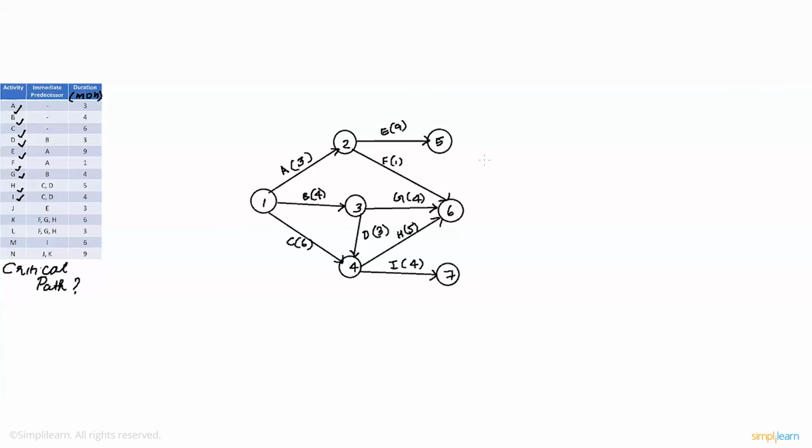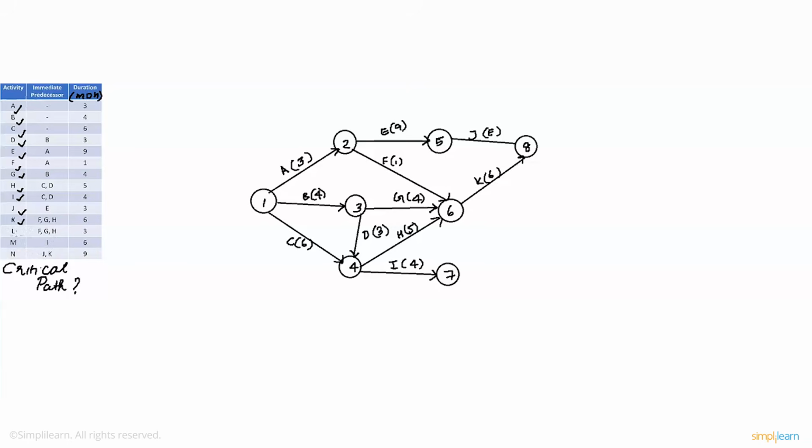So let's draw K. K and L are both preceded by F, G, and H. But we also know that for N, J and K connect with each other, which means we can draw J here. So finish J. And since J and K together connect towards N, we can also assume that K moves from here, from node 6 to 8. That's right, K, which has a duration of 6.